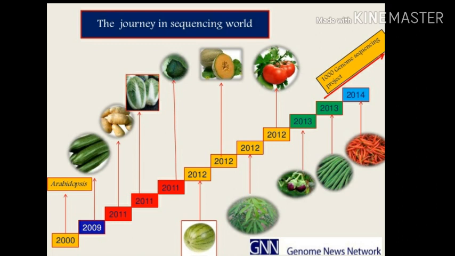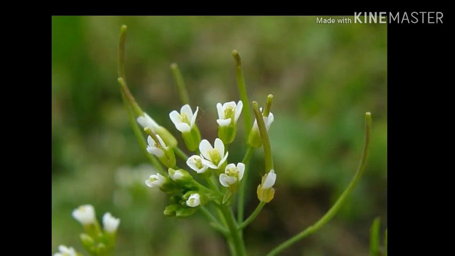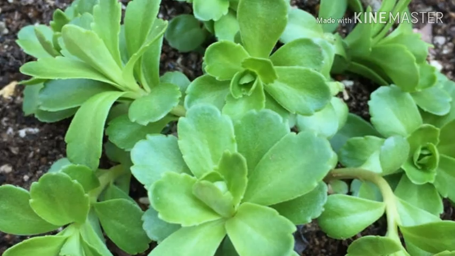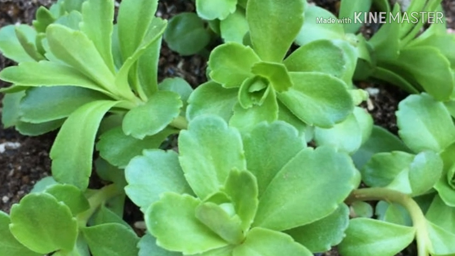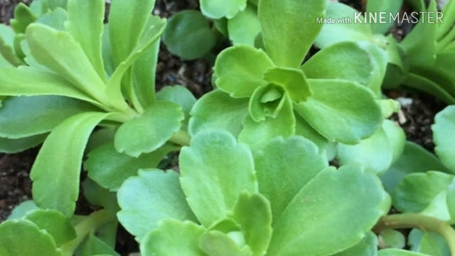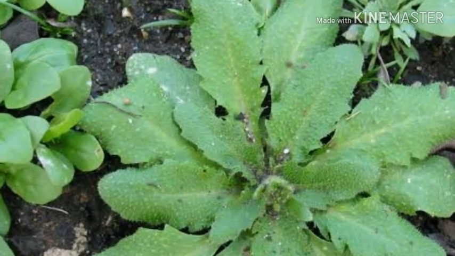Now let's discuss the history of crop genome sequencing. Arabidopsis is the first plant to be sequenced, in 2000. It's over 10 years since the genome sequence of the first crop was published. Since then, the number of crop genome sequences each year has increased steadily.